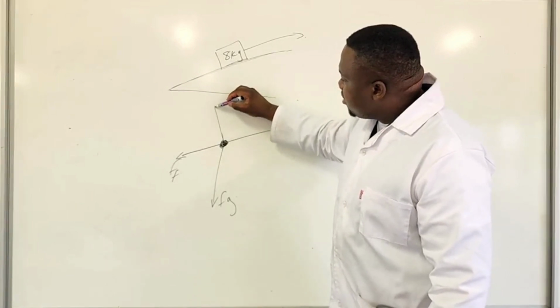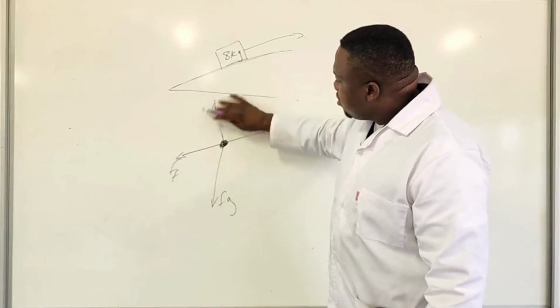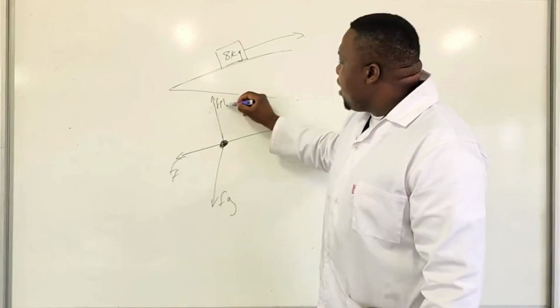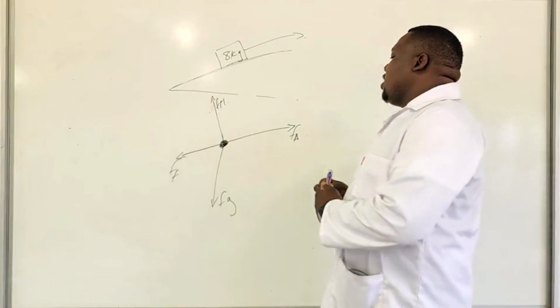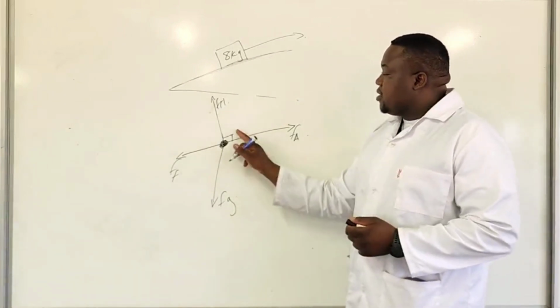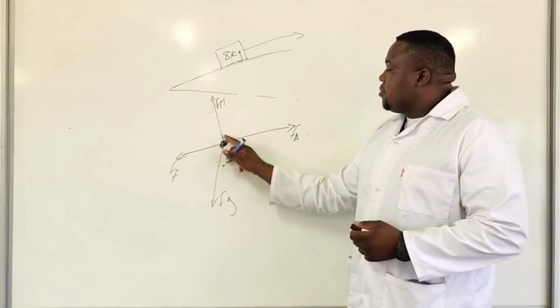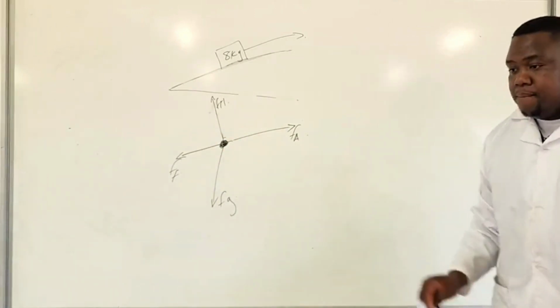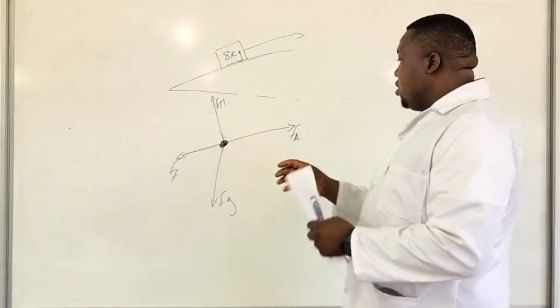Normal force must point that direction. Why is normal force pointing that direction? So that we can have a 90 degrees to the surface. You must not write this yourself, I'm just demonstrating to you. So that is our free body diagram.